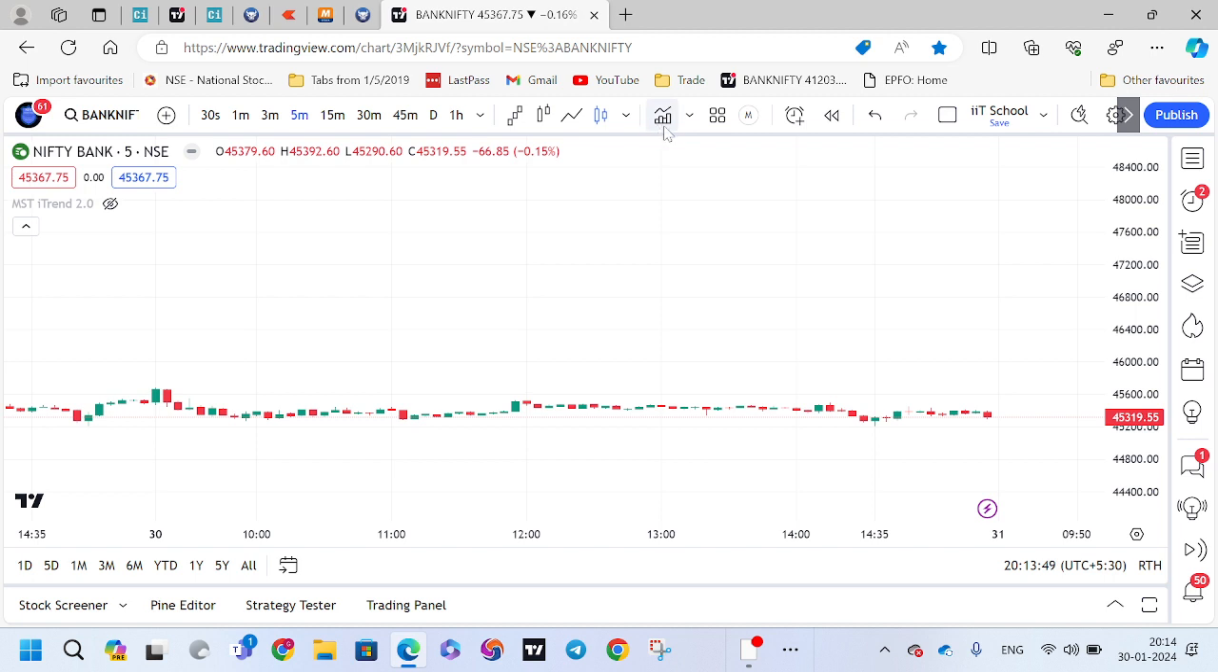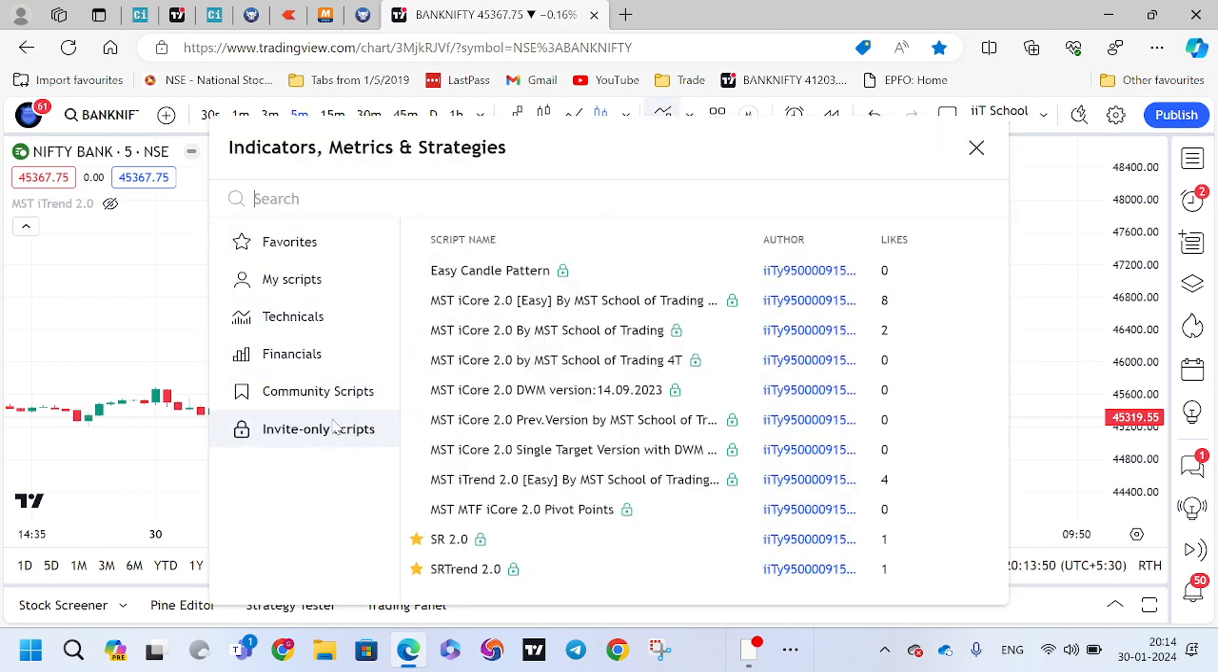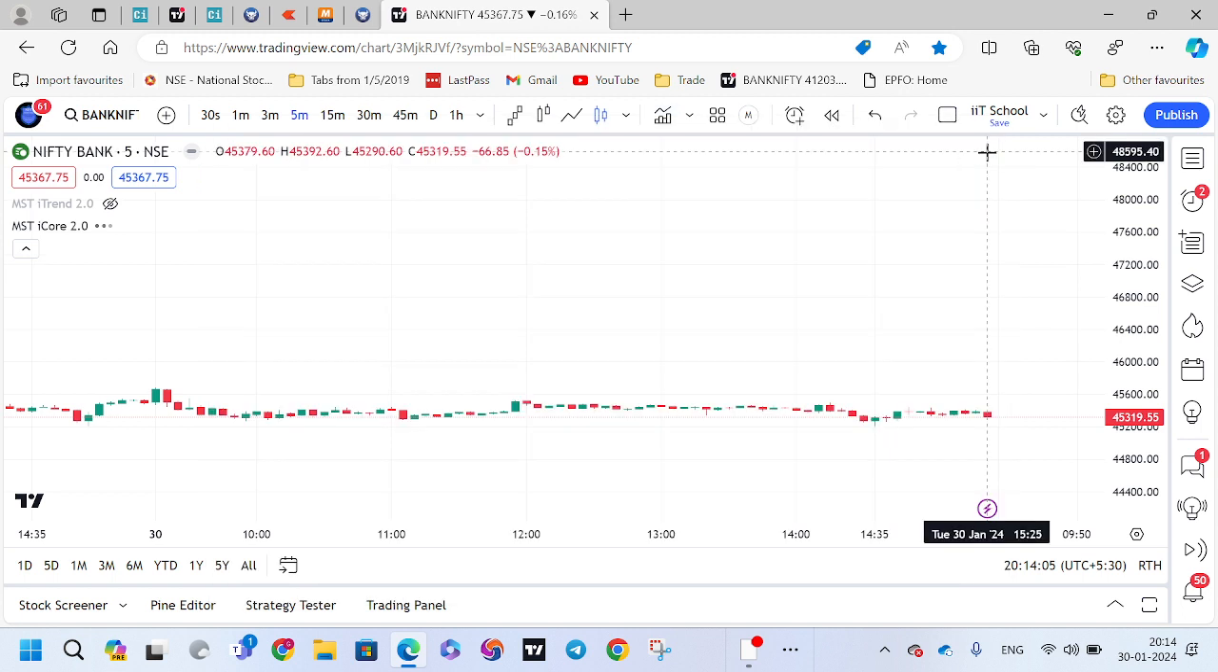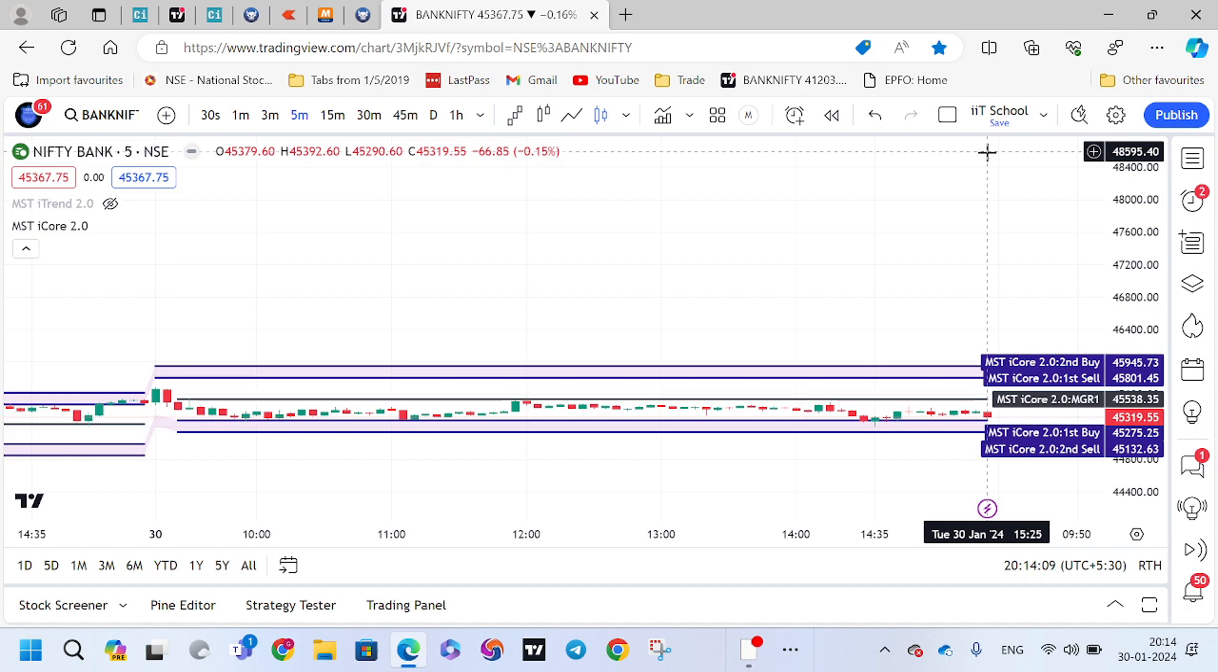After that, go to the indicator settings and come to the invite only scripts. In the invite only scripts, you will find the subscribed indicator named MST iCore 2.0. Just give one click on it, that's all. You don't have to do anything else, only this is enough.